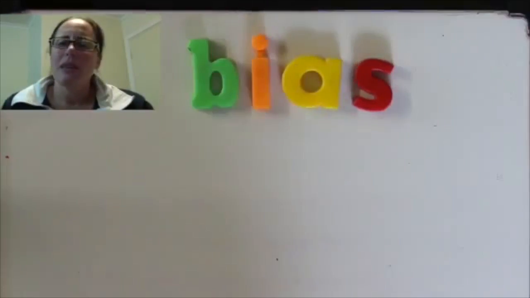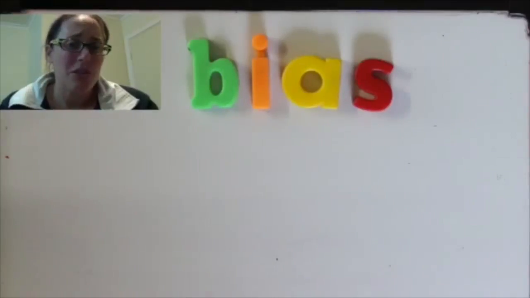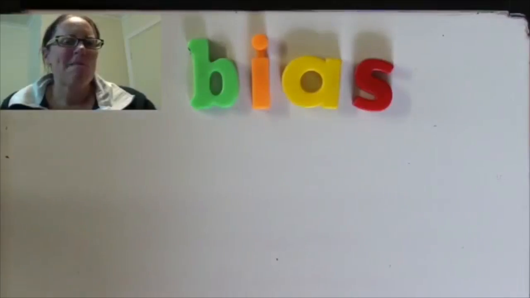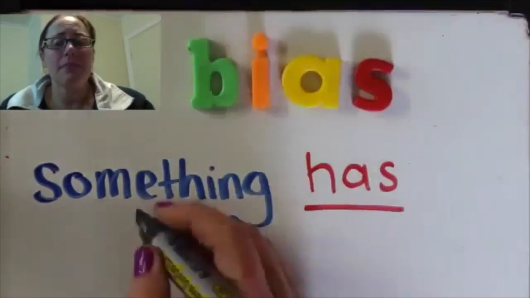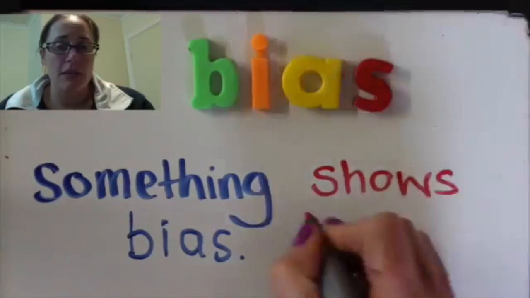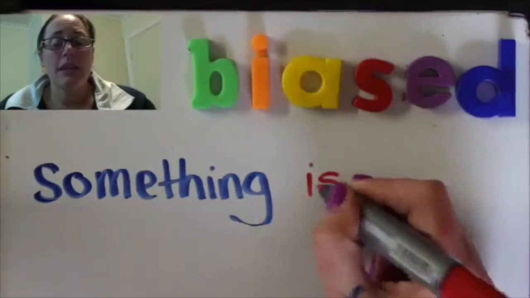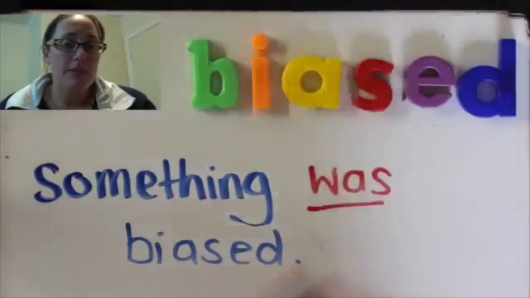I know that's a little bit confusing, and it does get a little bit confusing after a while, but if you don't use the words in the right context, you actually end up sounding not so clever. Right? So remember, something has bias, something shows bias. Both of those are nouns, using the word bias as nouns. When you add the ed on the end of it, it's the describing. So something is biased or something was biased.